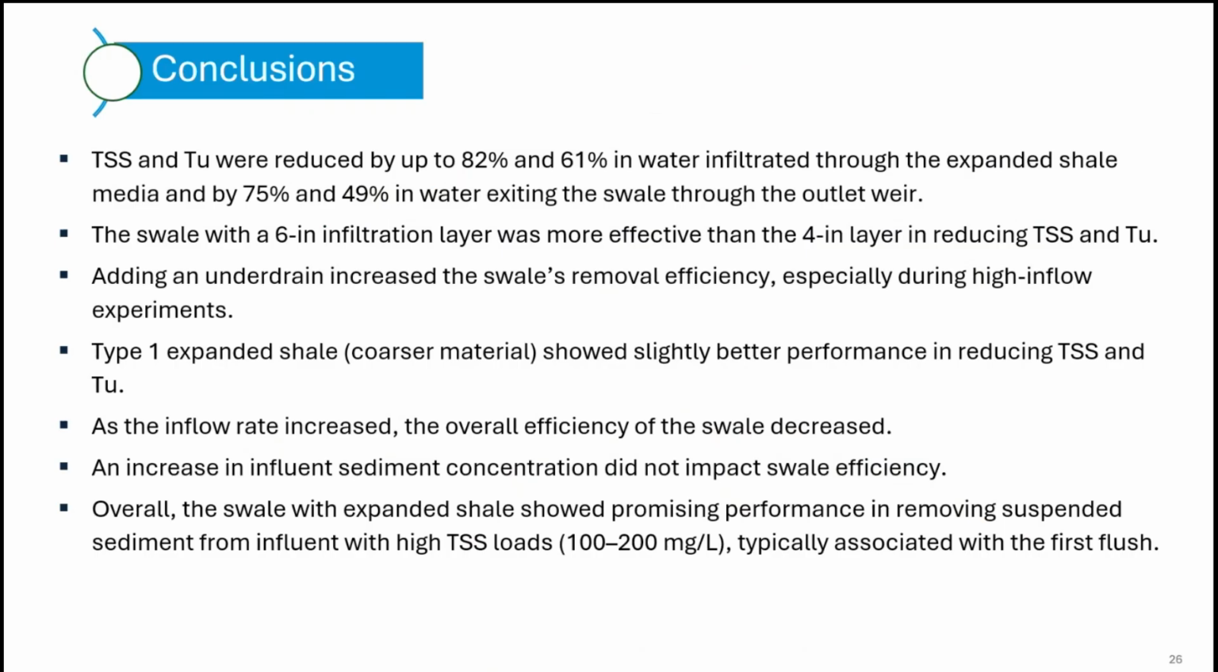So, conclusion: TSS and TU were reduced by 82% and 65% in water infiltrating through the expanded shale media, and 75% and 49% in water through the outlet area. The 6-inch layer performed better than the 4-inch layer in terms of reducing TU and TSS, and adding the drain helped a lot in terms of reducing the TSS in the flow.